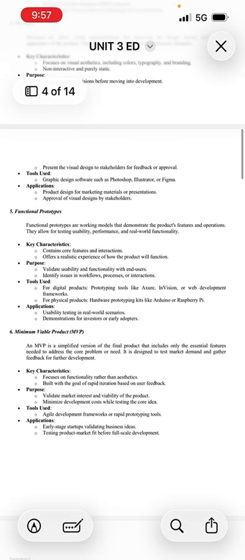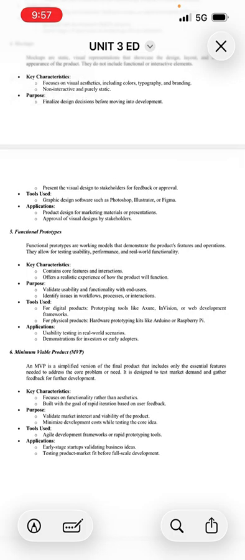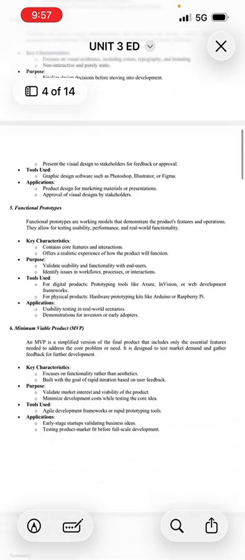And these are all the types of prototyping which are used in entrepreneurship development.